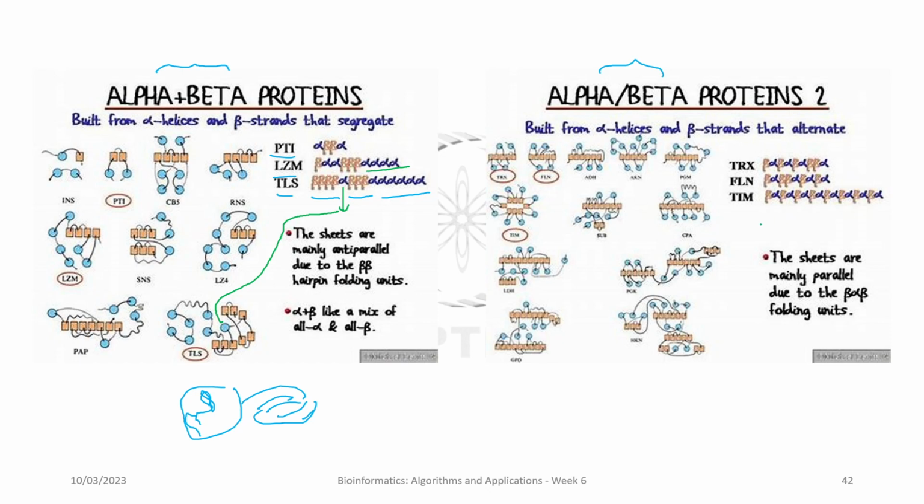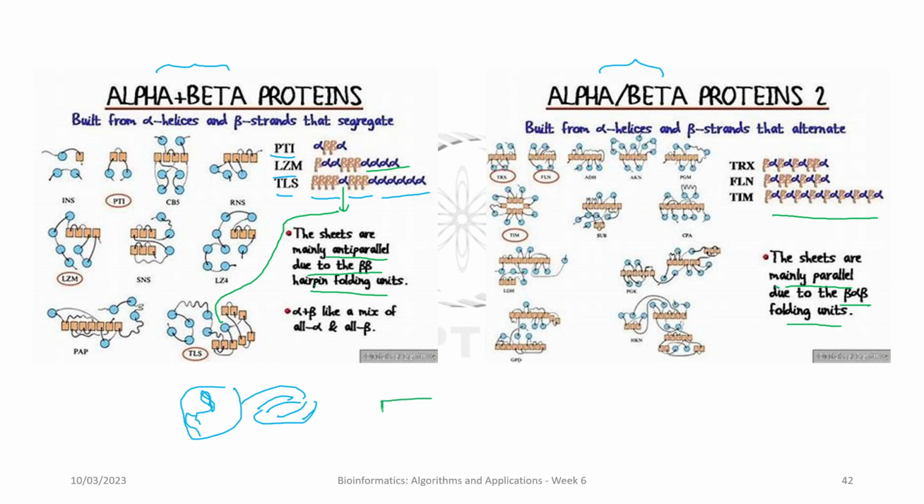But in this case, you have alpha helices and beta strands that alternate. Don't think these are individual residues. These are stretches of secondary structures. So immediately you have alpha, beta sandwiching each other. So there's always crossover between this, that, these, those. So you can look at the structures. These are more all over the place, right? And the sheets are mainly parallel due to beta alpha beta folding units. But the beta sheets here are mainly anti-parallel due to the beta beta hairpin folding.